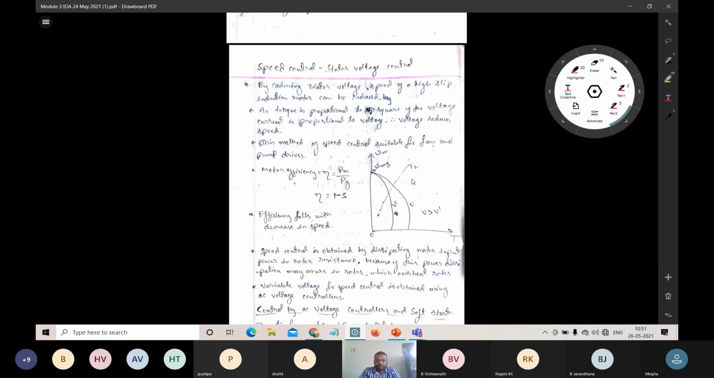But the other kind of technique is rotor resistance control and slip power recovery. These 2 methods will be used only for wound rotor type motor. So depending upon the type of motor, whether it is a squirrel cage motor or a wound rotor type motor, we have to consider the different speed control strategies.